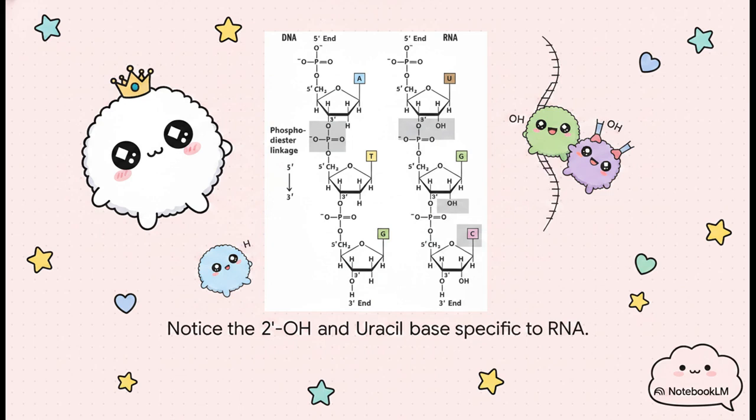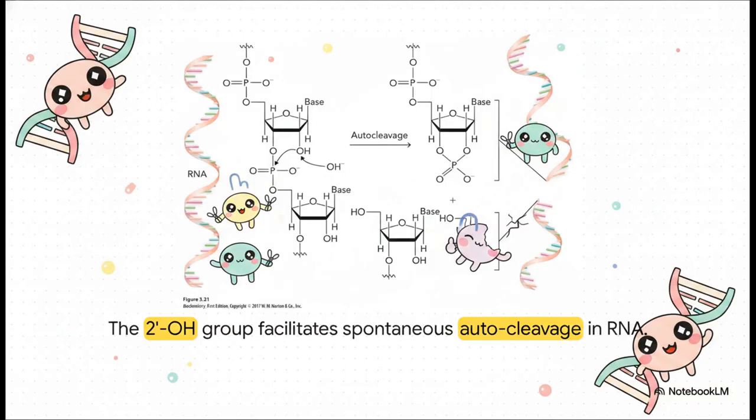First up, while DNA uses a very stable deoxyribose sugar, RNA uses a ribose sugar that has a highly volatile 2' hydroxyl group. That's that little OH attached to the ring you see there. And second, RNA completely swaps out the thymine base found in DNA for a totally different base called uracil. And honestly, this brilliantly illustrates how that extra 2' OH group completely changes the game.